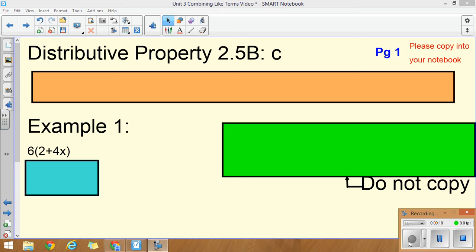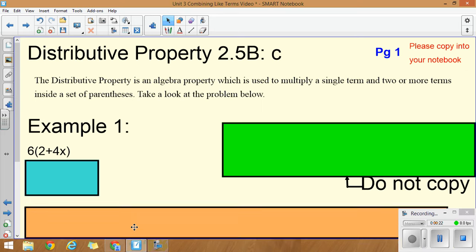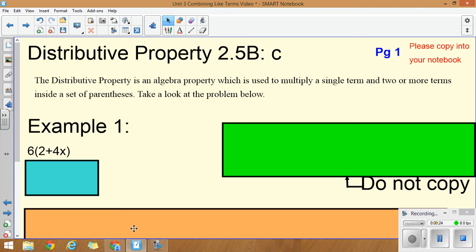Let's start by defining the word distributive property. It's kind of a mouthful, but it's good to have a definition. The distributive property is an algebra property which is used to multiply a single term by two or more terms inside a set of parentheses. Take a look at the problem below. So this will be a good time to pause the video, copy your definition, and then we'll move on to example 1.